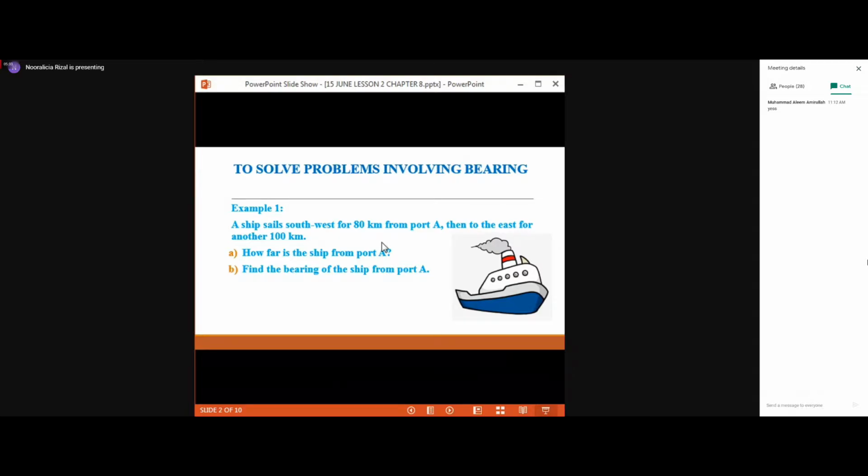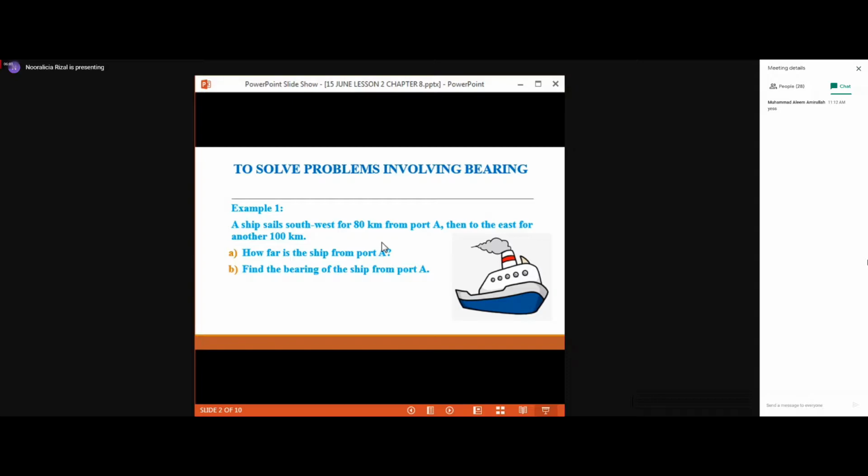No diagram. So what you're going to do first for me in this beginning of our lesson, draw out how your statement will be represented in a diagram. That's your first task. Because it's very simple, it's very short. Southwest for 80 kilometers from port A.